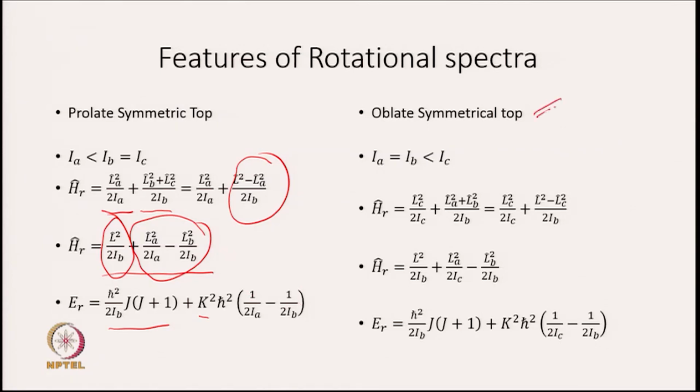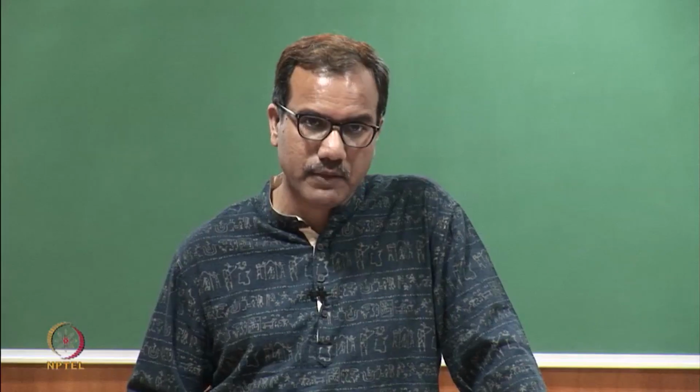Similarly, we can obtain energy for oblate symmetrical top. In this kind of molecule, Ia is equal to Ib, but this is less than Ic. So Ic is greater than Ia and Ib. So similarly, we can calculate the Hamiltonian, and once we know the Hamiltonian, then we can get the energy term, and that is simply h bar square by 2 Ib J(J plus 1) plus K square h bar square into (1 by 2 Ic minus 1 by 2 Ib). It is similar to what we obtained for prolate symmetric top. So this is all about what we discussed last time.